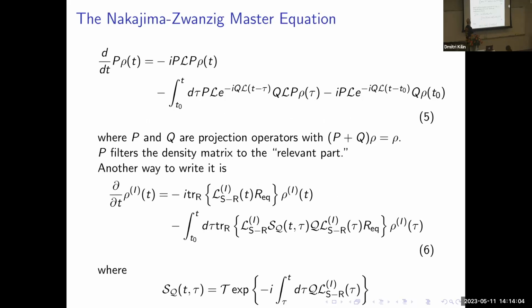And then there's the Nakajima-Zwanzig master equation, where the idea is to use projector operators to get down to the part of the density matrix that you want. These are both just different representations. This superscript I just means that you're writing it in the interaction picture. The nice thing about this one is that it's formally exact. This is infinite order perturbation theory is how you get to this, where this is a time ordering operator. The problem with this one is that for any sort of practical system, you can't solve this.